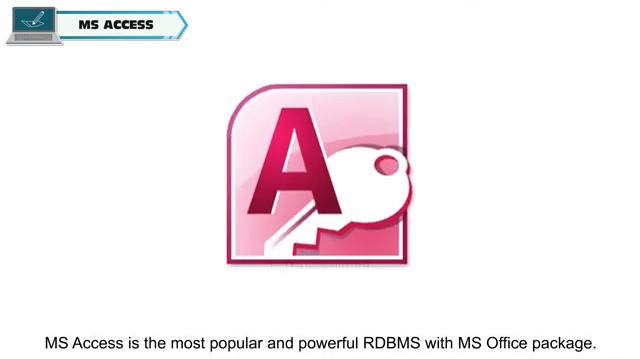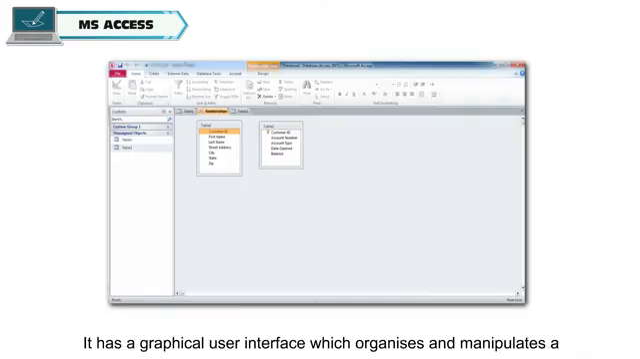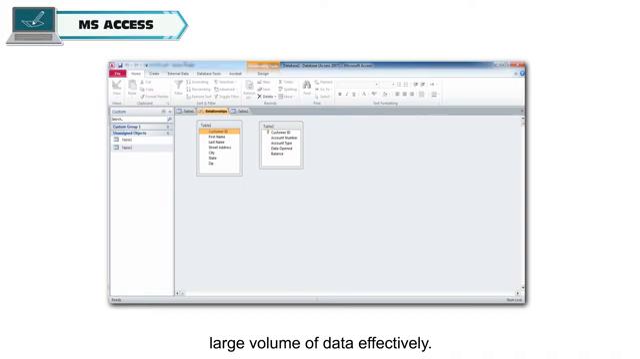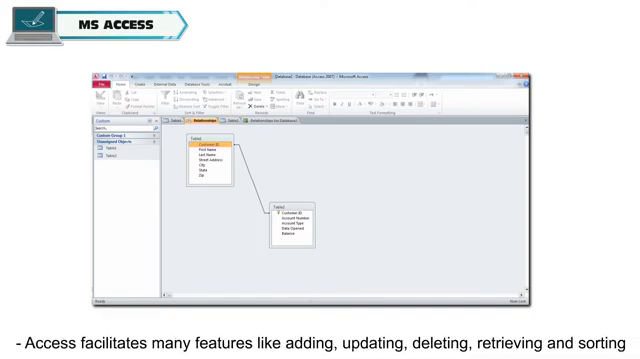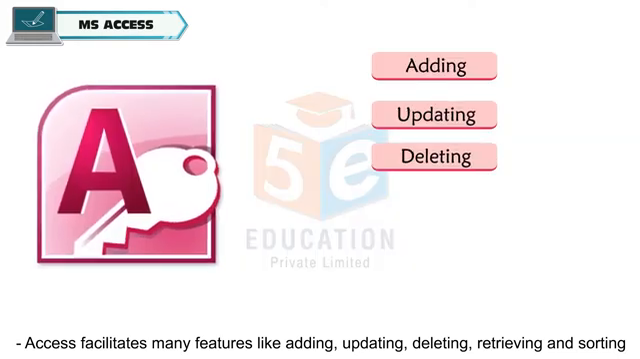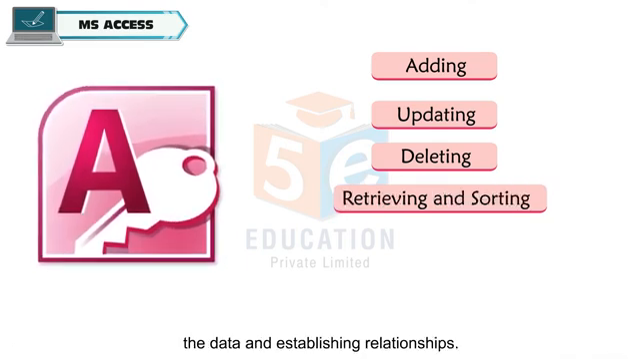MS Access is the most popular and powerful RDBMS with MS Office package. It has a graphical user interface which organizes and manipulates a large volume of data effectively. Access helps to create a relationship between tables using common fields. Access facilitates many features like adding, updating, deleting, retrieving, and sorting the data and establishing relationships.